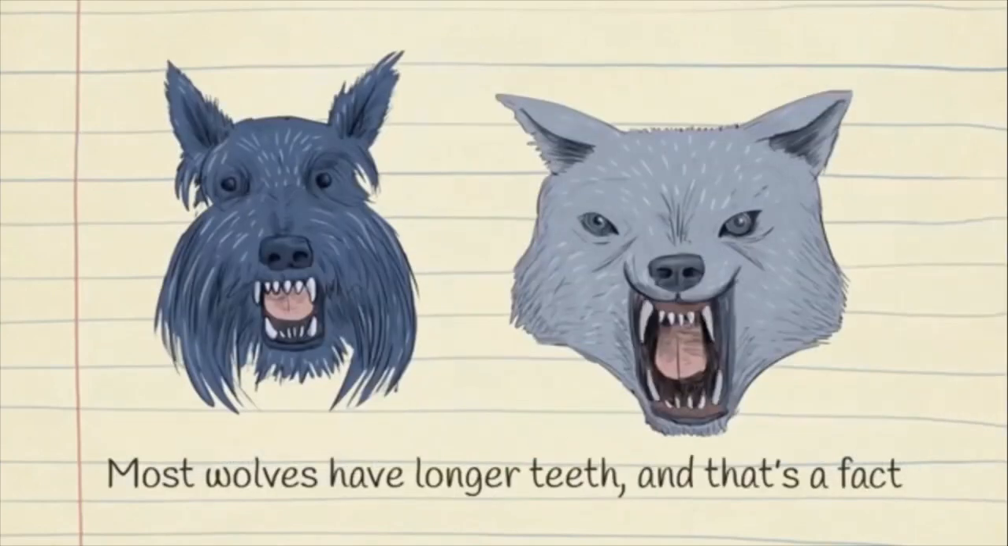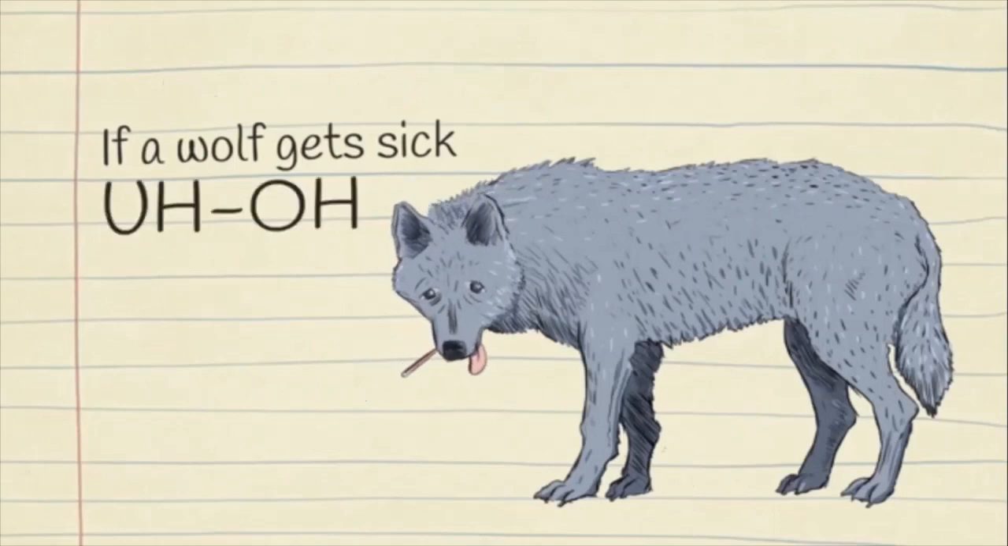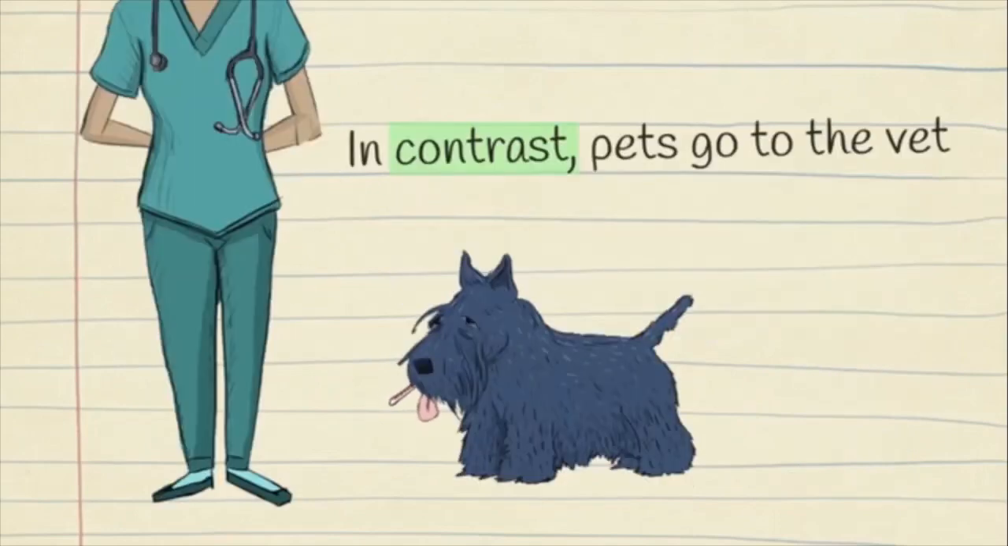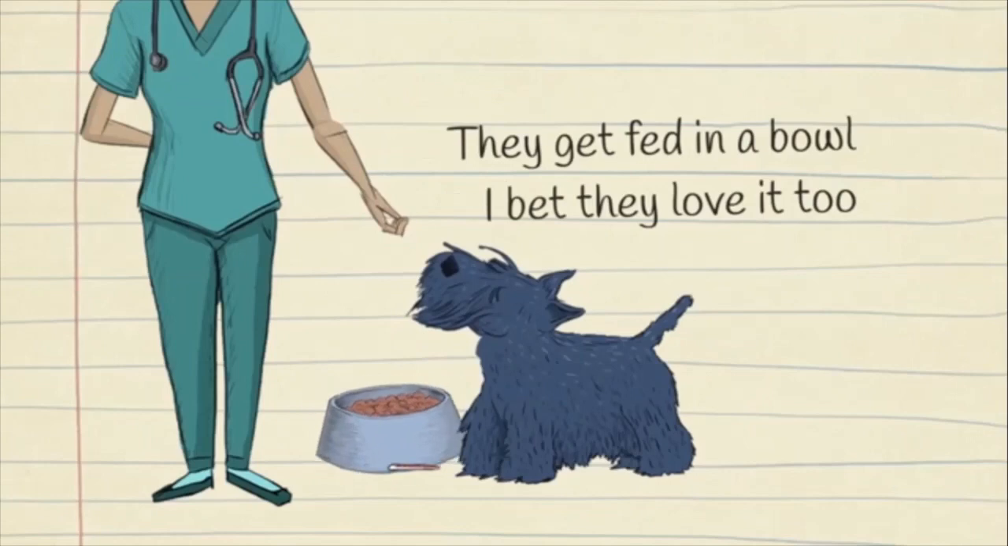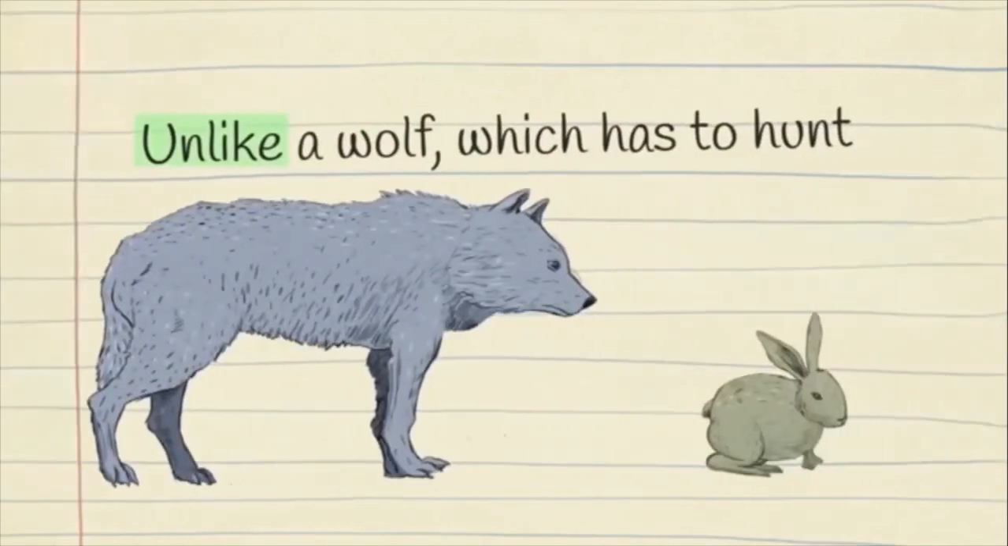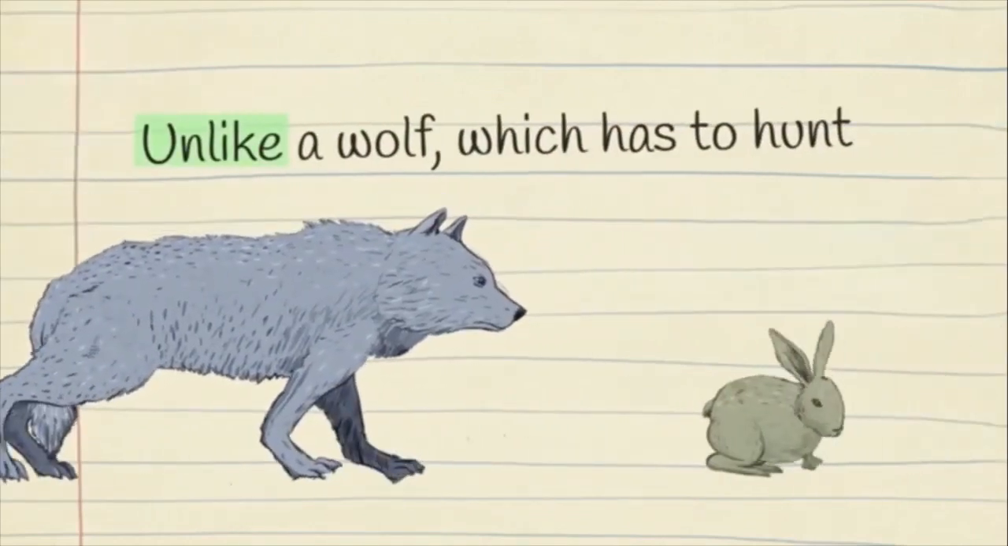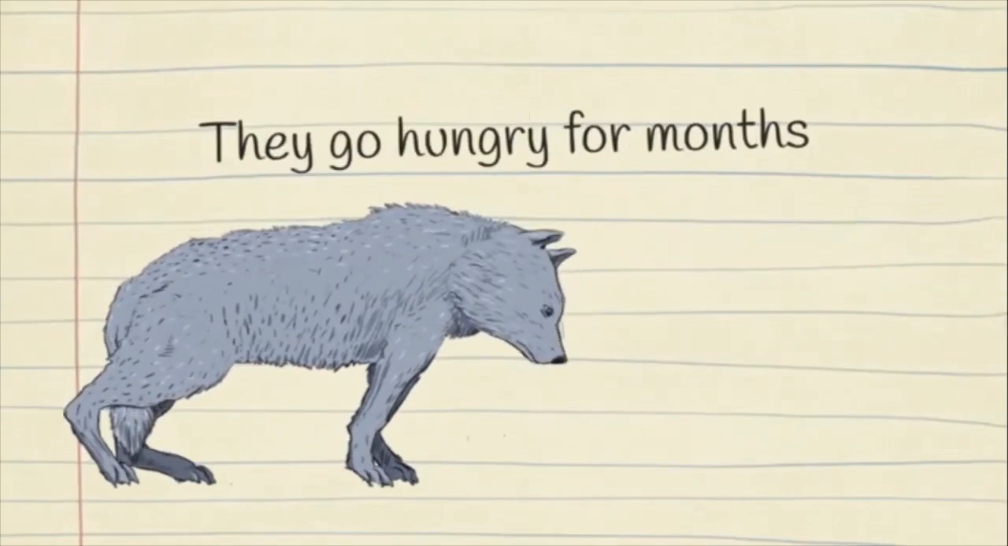Most wolves have longer teeth, and that's a fact. If a wolf gets sick, there's no medicine. In contrast, pets go to the vet, they let them in. Domesticated dogs don't worry about food. They get fed in a bowl. I bet they love it too. Unlike a wolf, which has to hunt, and if it can't find much food, they go hungry for months.